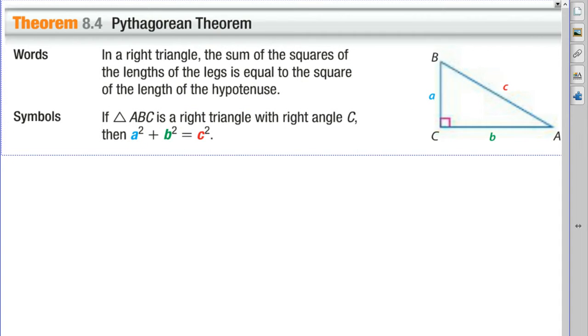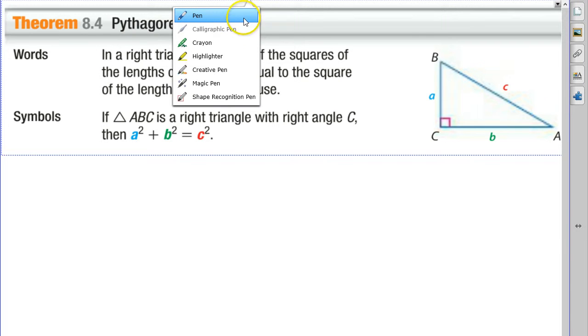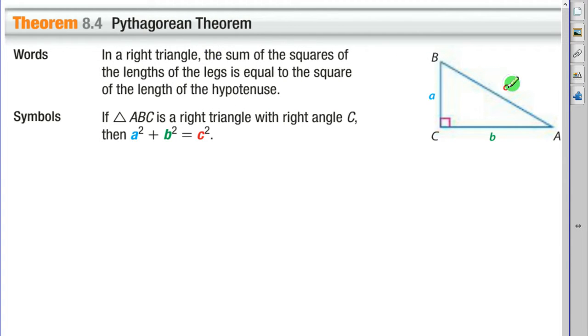So the Pythagorean theorem, pretty classic here. In a right triangle, the sum of the squares of the lengths of the legs is equal to the square of the length of the hypotenuse. So basically, a squared plus b squared equals c squared, and this is the key that you have to have memorized. C is the hypotenuse.